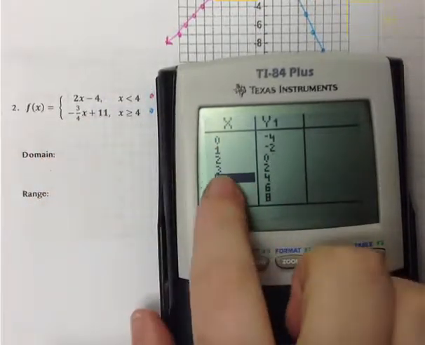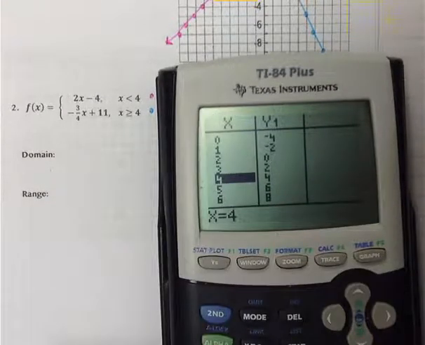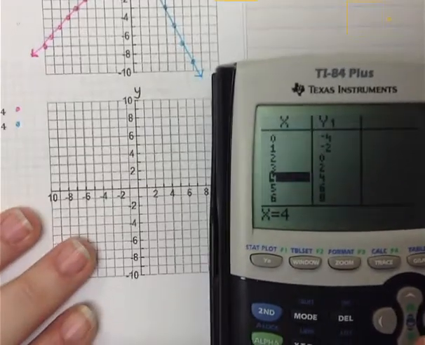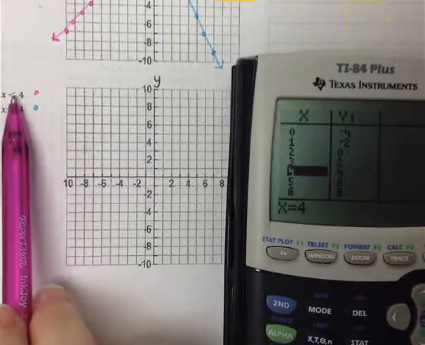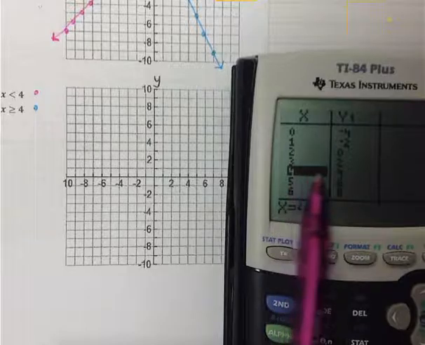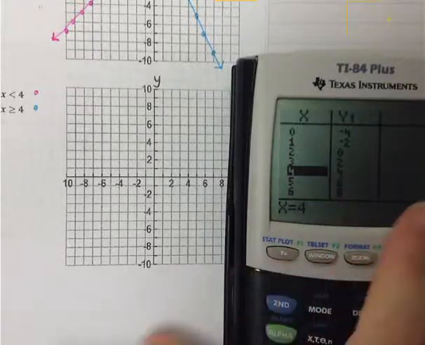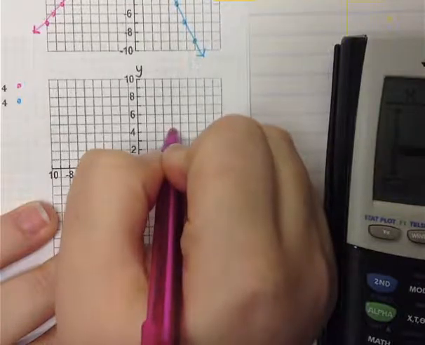So I can graph from here as much as I can up. That's why I'm going to graph in pink. Now, at 4, because it says less than but not equal to, I have to have an open circle when my x value is 4. So my coordinate is actually (4, 4). So I can graph (4, 4), but I have to put an open circle there.